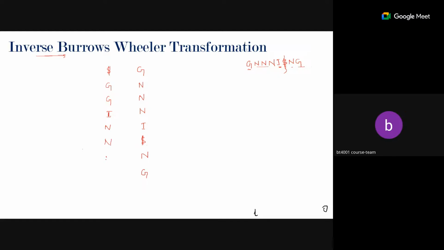2, 3, 4. Okay. So now what we are going to do is, for these multiple cases, the ones with these repetitions, we are going to number them. This is G1, this is G2. This is N1, this is N2, N3, and this is N4. Okay. Here also I am going to number it. This is G1, this is G2. This is N1, N2, N3, and N4. Okay. We'll start with dollar.